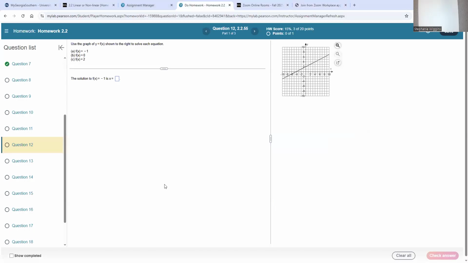Okay, we're in homework 2.2, and we're looking at question 12. So we're given a graph, and we're given the function value to be -1. So we're told that f of x equals -1, and we want to find the solution to this equation. So that just means what x value, when I plug it in to my function f, makes f of x equal to -1? What is that x value?